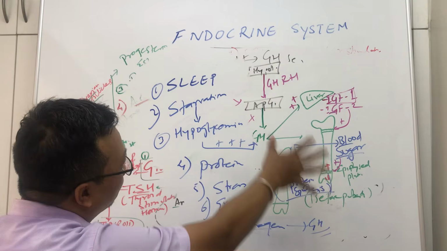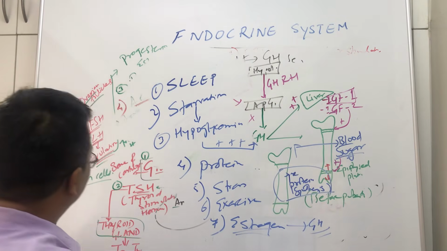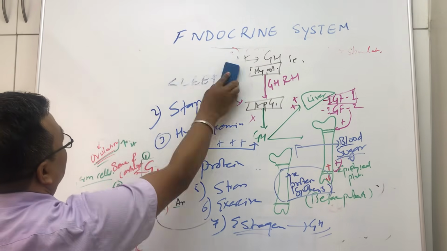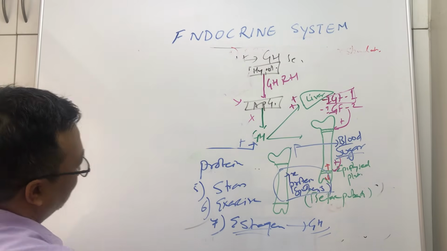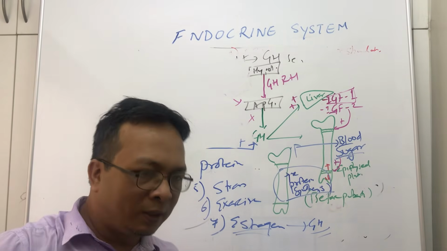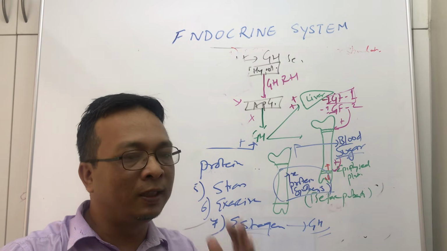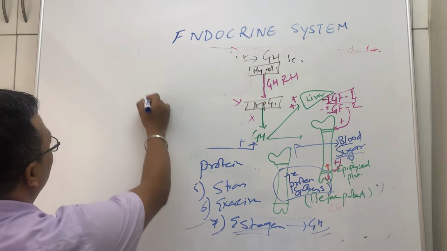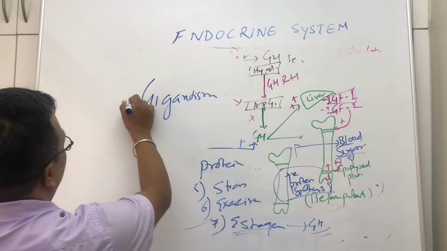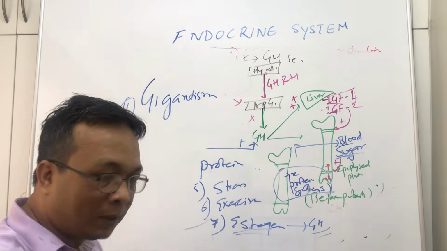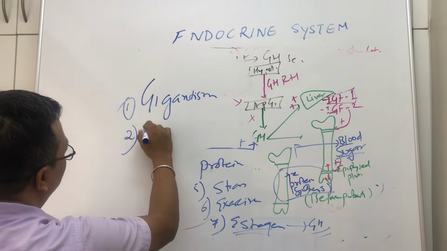Now what will happen if growth hormone increases or if it decreases? If the growth hormone is increased suddenly because of any tumor, any problem, there is increased growth hormone in the body. What will happen? We call that condition gigantism. And if the growth hormone is down in the body, we call it a dwarf.